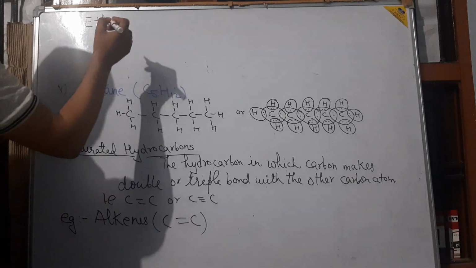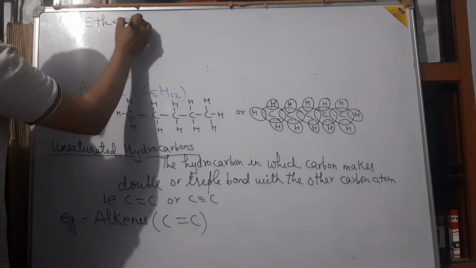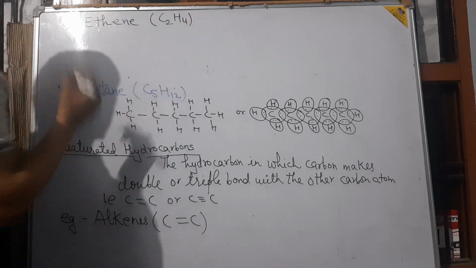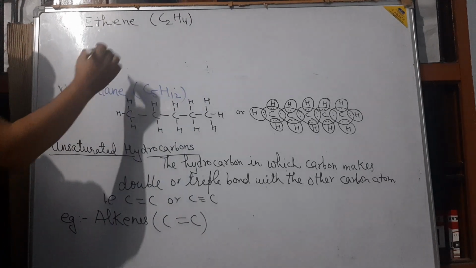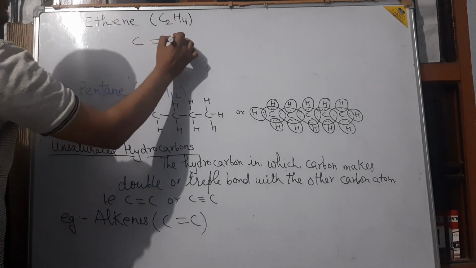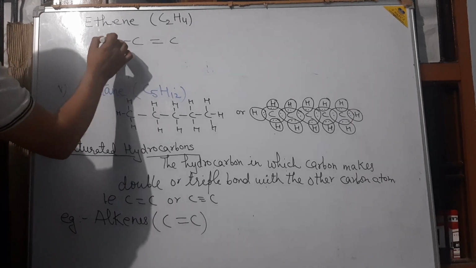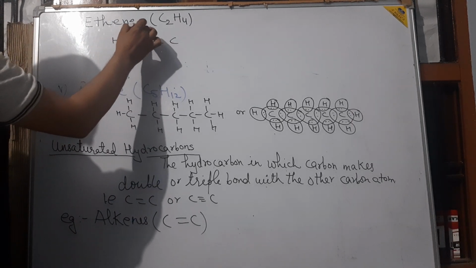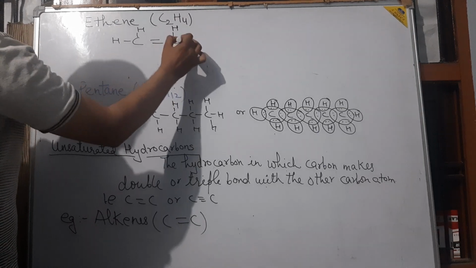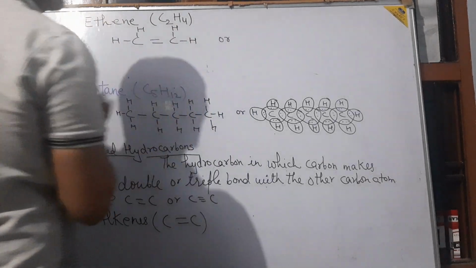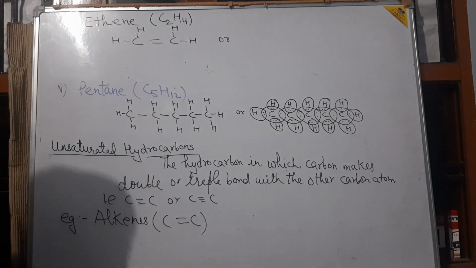Alkenes have a carbon-carbon double bond. The first one should be ethene, and the molecular formula should be C2H4. Now, make a double bond between the carbon atoms. 2 bonds are formed by both carbon atoms. Carbon makes 4 bonds, so the remaining 2 bonds each go to hydrogen atoms.